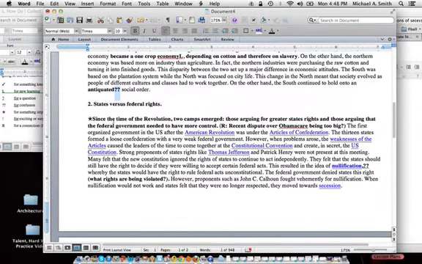So I continue reading. I see here, since the time of the Revolution, 2 camps emerged: those arguing for greater states' rights, and those arguing that the federal government needed to have more control. That seems very important. I marked it with a star.